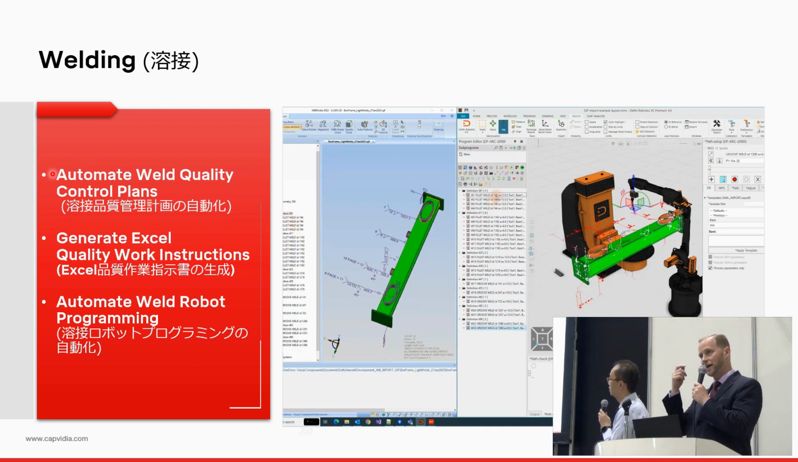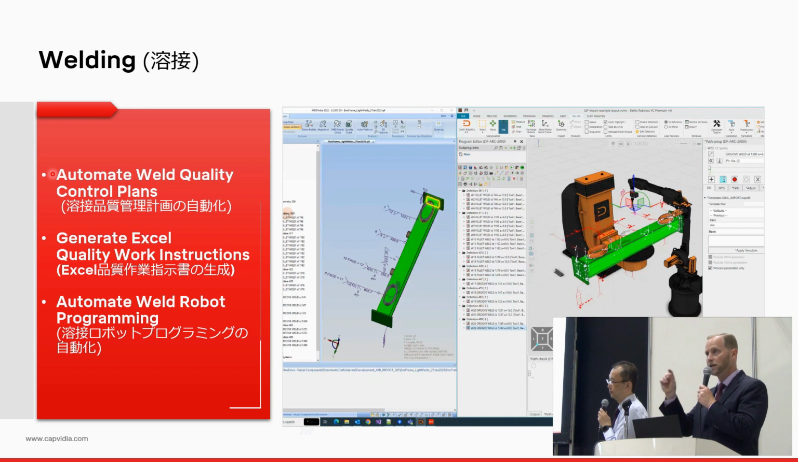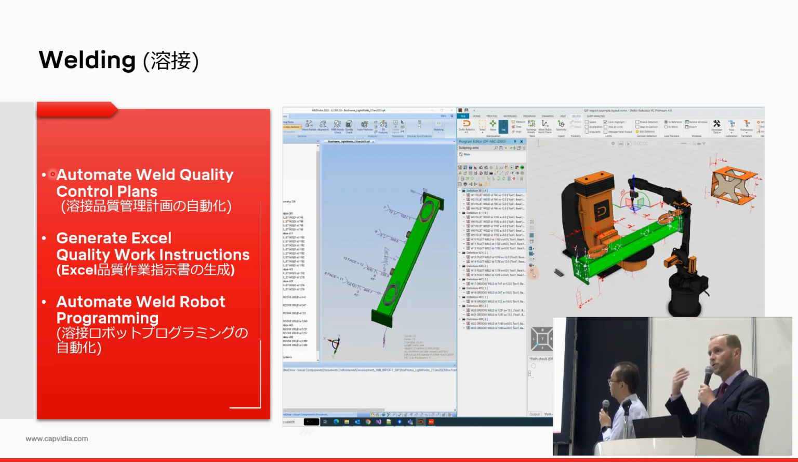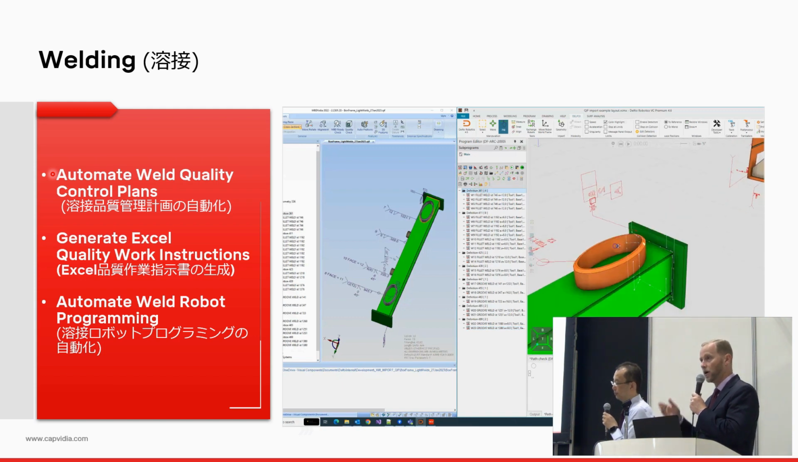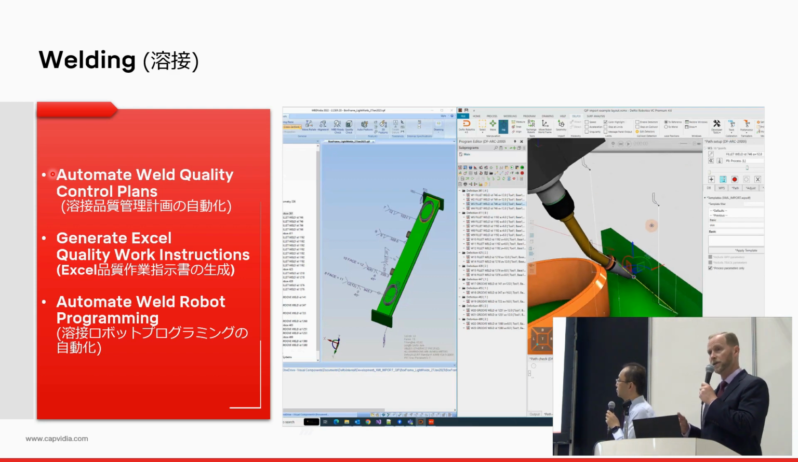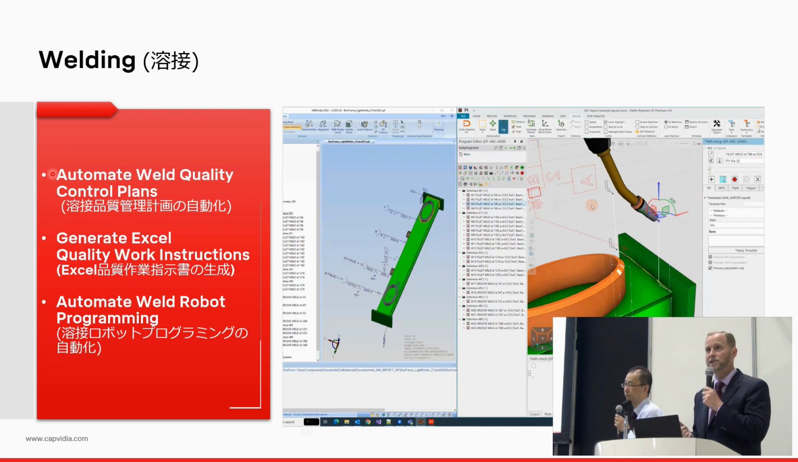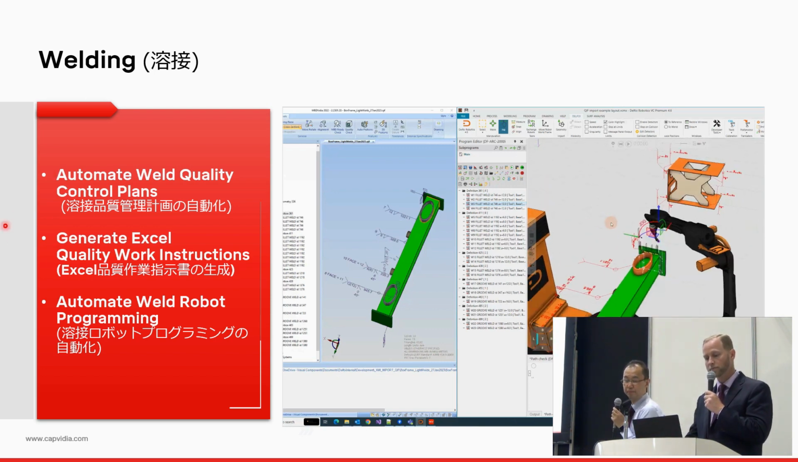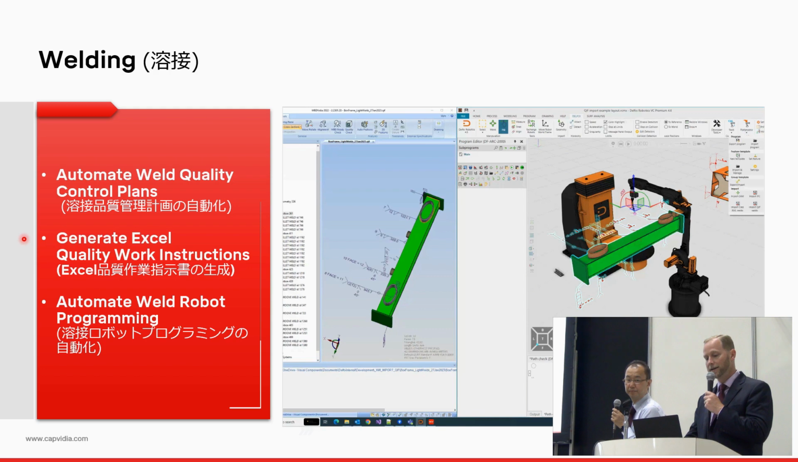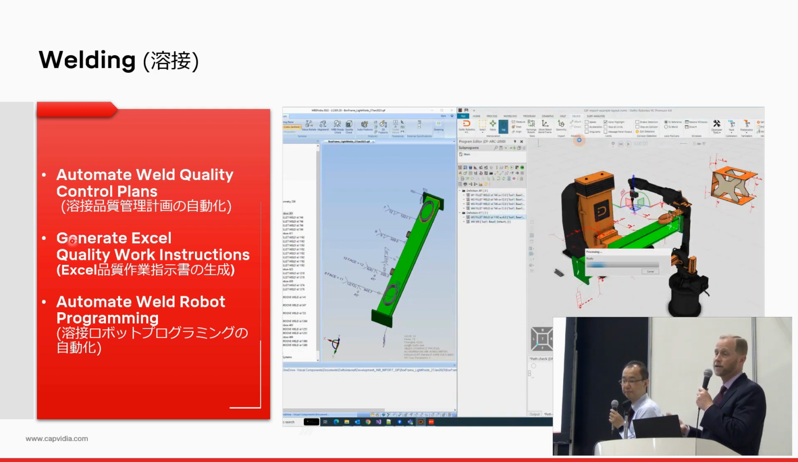What this means is that on each weld, there might be multiple different quality criteria that need to be checked for every weld. For example, the length of the weld, the depth of the weld, maybe looking for defects in the weld like bubbles or gaps. All of these quality criteria are things that are associated with a single weld annotation. We're able to analyze the weld annotations and build very complex quality plans from the weld annotation. We're able to generate weld quality plans and weld work instructions in the Excel format.